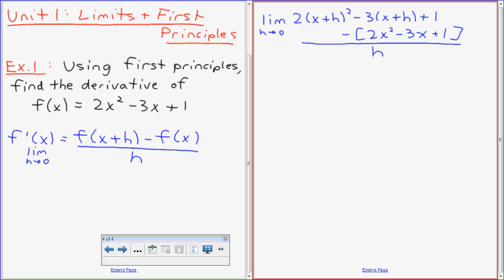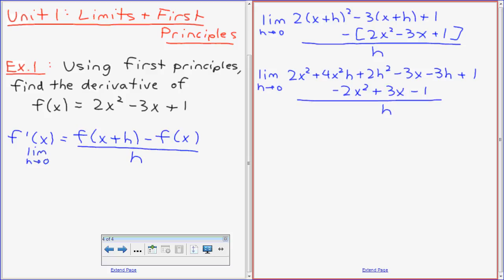So 2x squared plus 4xh plus 2h squared minus 3x minus 3h plus 1 minus 2x squared plus 3x minus 1. Hopefully that's clear what I did there. I did it on 2 lines. Hopefully you can make out what I'm trying to say there.